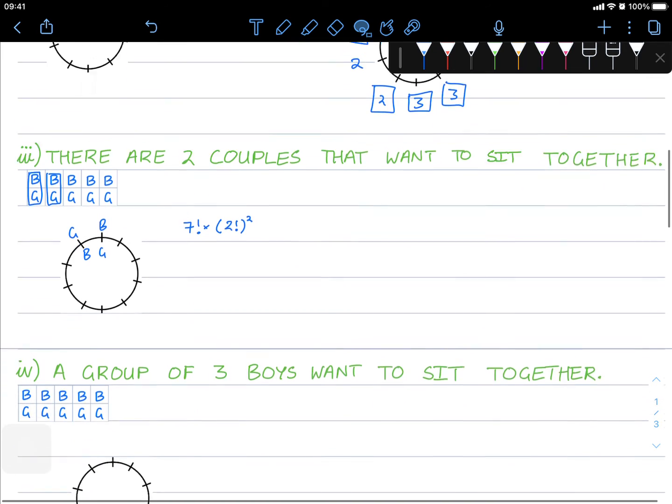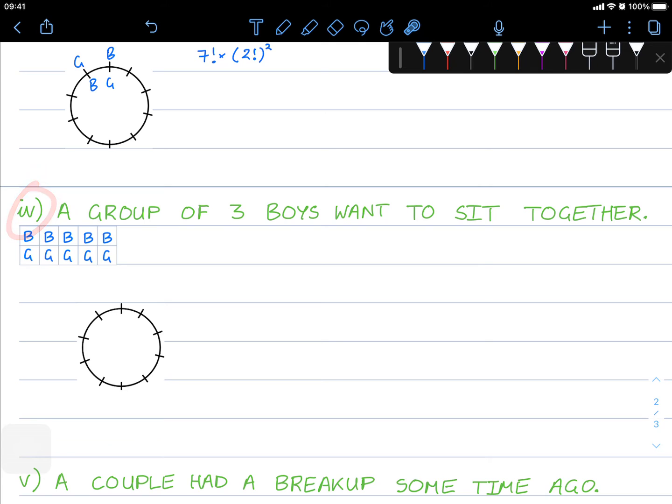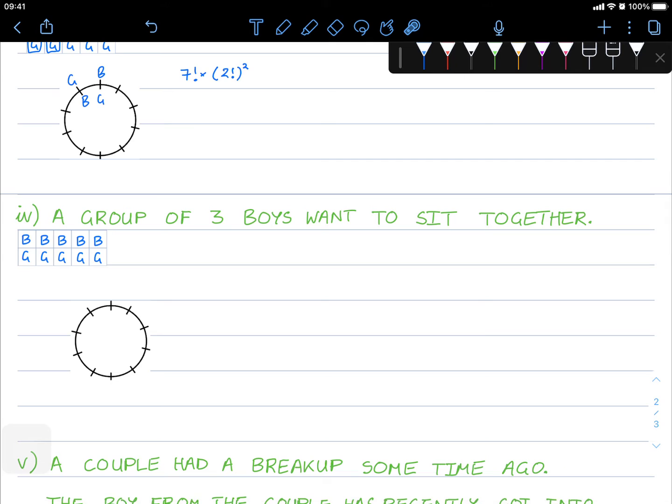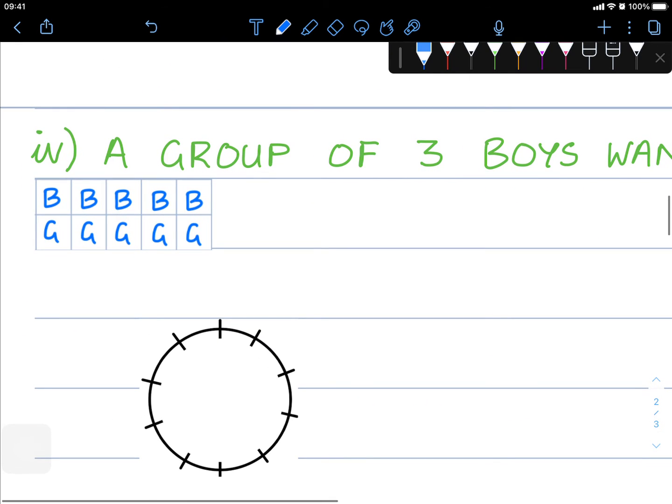After seeing that, I want you to give this a go for example number 4. A group of 3 boys want to sit together. Pause and give this a go. So if the 3 boys want to sit together, let's pick any 3 boys here. Let's highlight them. We'll group them together. In essence, that's 1 object. That's 1, 2, 3, 4, 5, 6, 7, 8. We actually have, once again, 8 objects left.